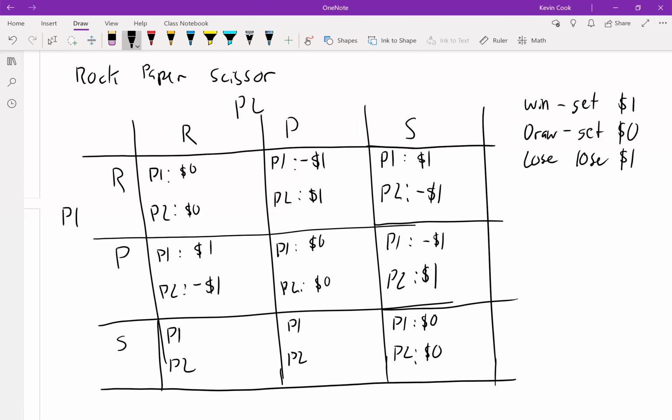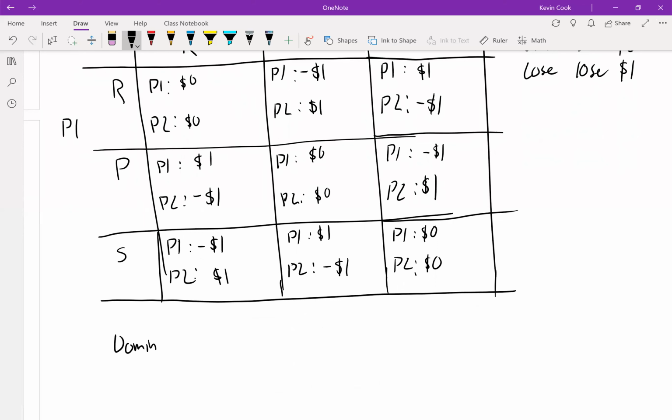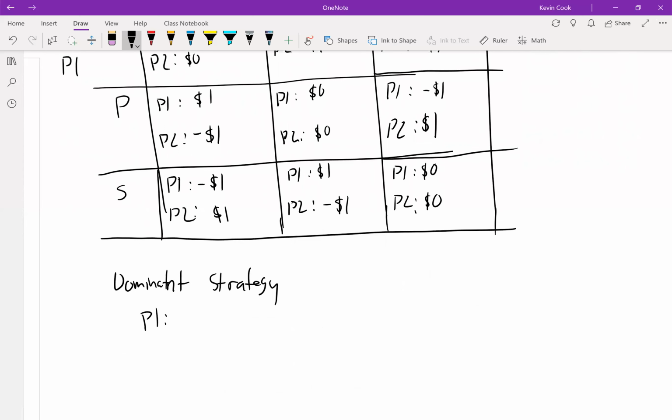And in scissors versus rock, player one would lose, player two would win. And scissors versus paper, player one wins, player two loses. So we have our situation drawn. And what I'm going to do again is look and see if there is a dominant strategy. And like before, I'll look for both player one and player two. And then I will look for a Nash equilibrium.